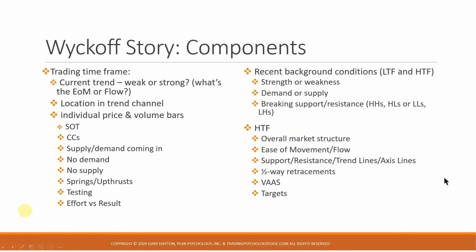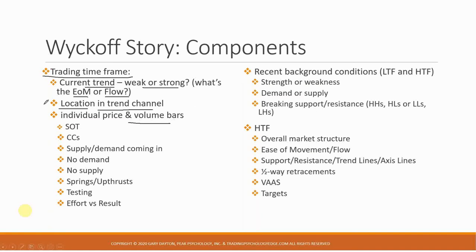So when we're looking at the Wyckoff story, again, just the components here, kind of a review. On the trading time frame, what's the current trend? Is it weak or strong? What's the flow like? Is there ease of movement or no real strong flow? Where's price in terms of location in the trend channel? Is it at a point where we can buy it, or is it at an oversold or an overbought position? We look at the individual price and volume bars on the trading time frame.